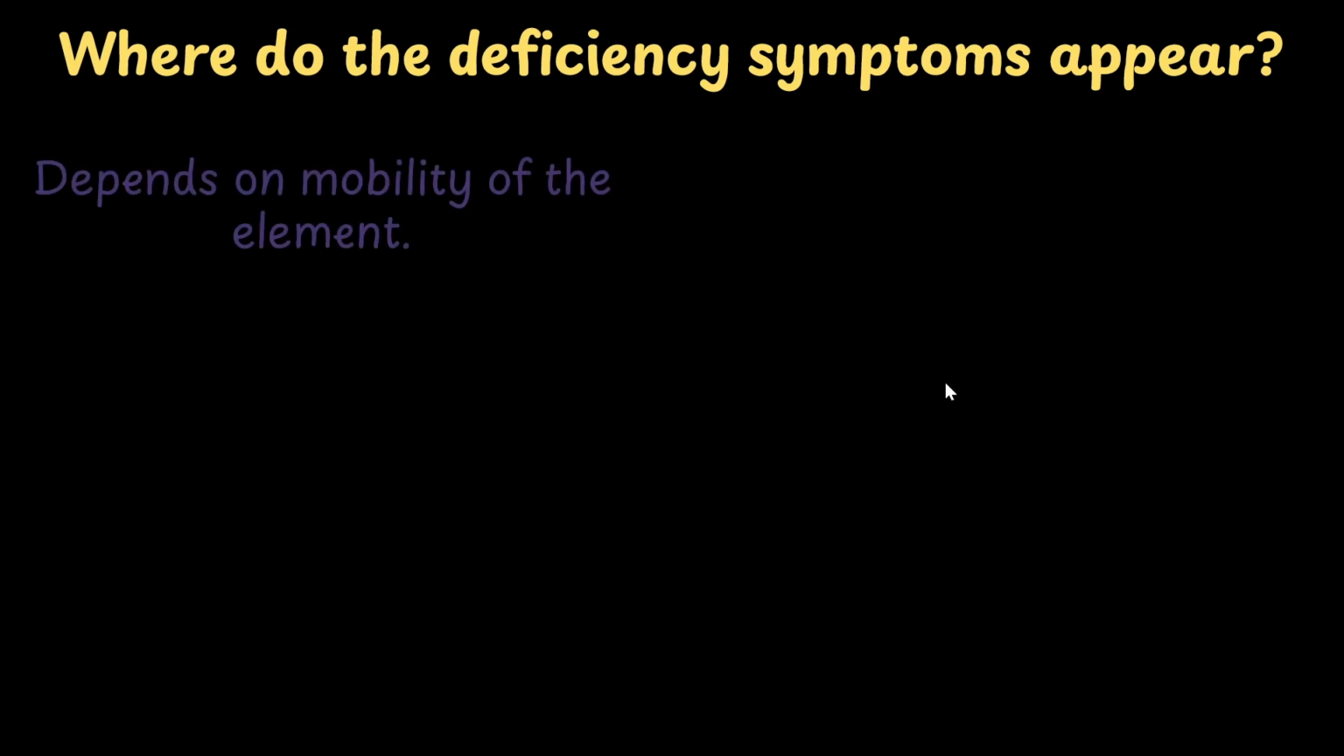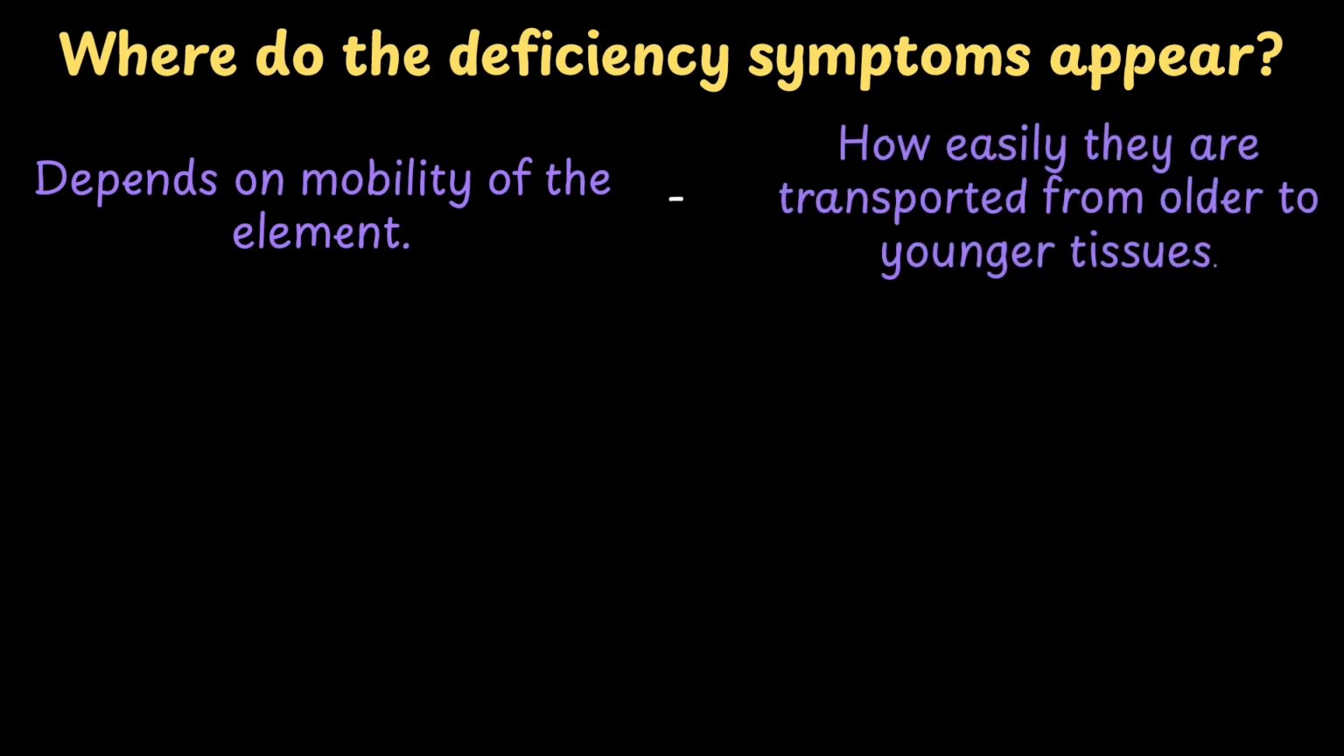This depends upon the mobility of the element. Now, what is mobility? It is the ease with which we are able to move an element from an older tissue in a plant to its younger tissue. So, we see that as a plant grows, the older tissues die off and new tissues or new leaves start coming up. Now, plants do not waste their elements. So, what they do is, as a leaf is getting old or as a tissue is getting old, it removes all the nutrients that it can from that part and utilizes it for the upcoming new tissues in plants.